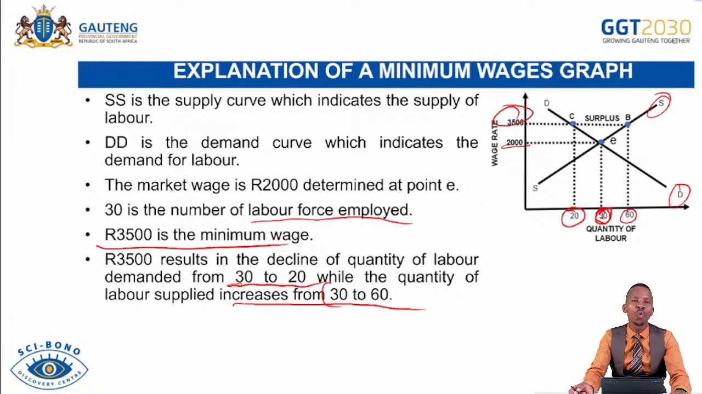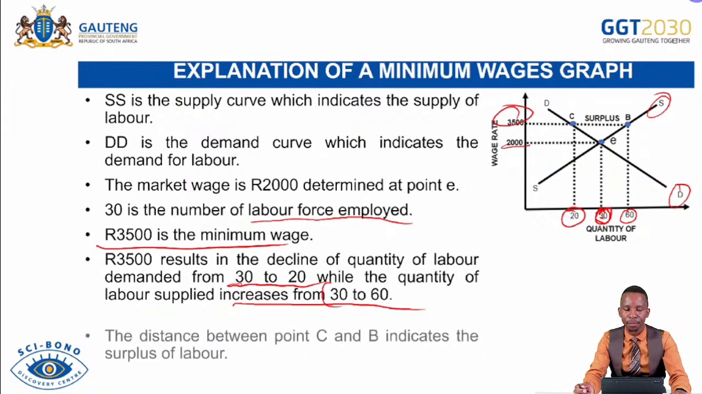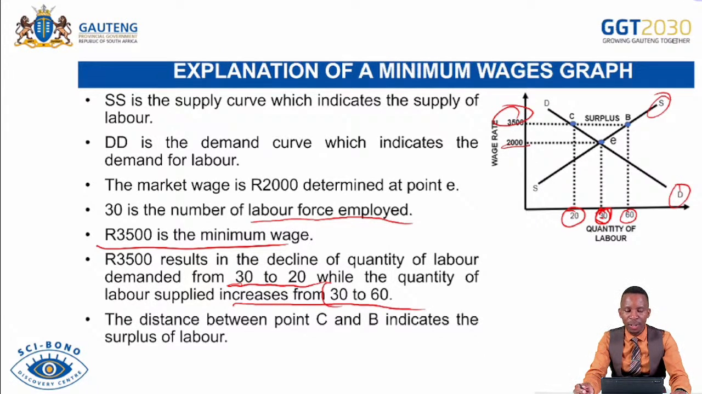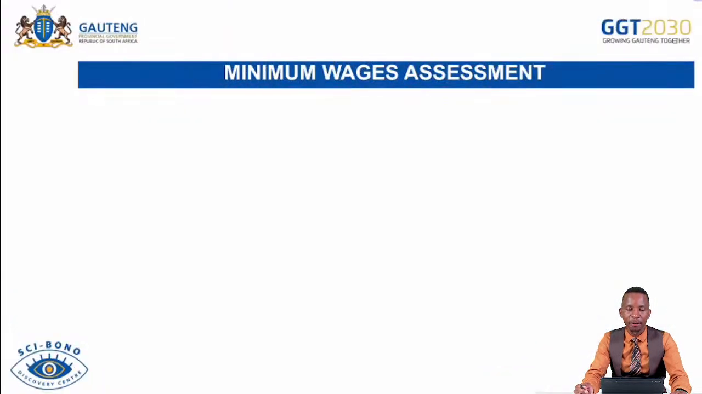People are willing to work for 3,500 because they believe it's a reasonable amount of money. The distance between point C and point B indicates the surplus of labor. In this case, we have a surplus of labor because labor supplied is more, but labor demanded is less. So this distance from C to B indicates the labor surplus in the labor market.